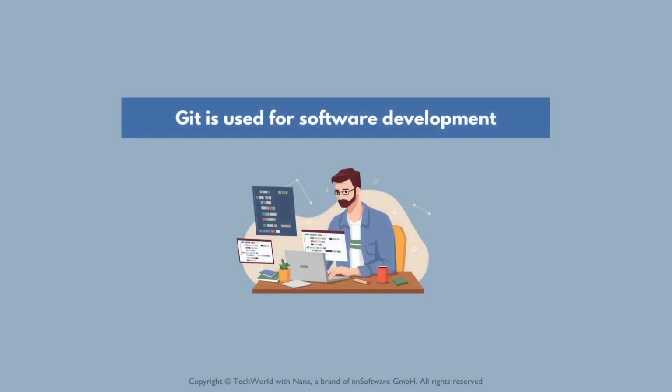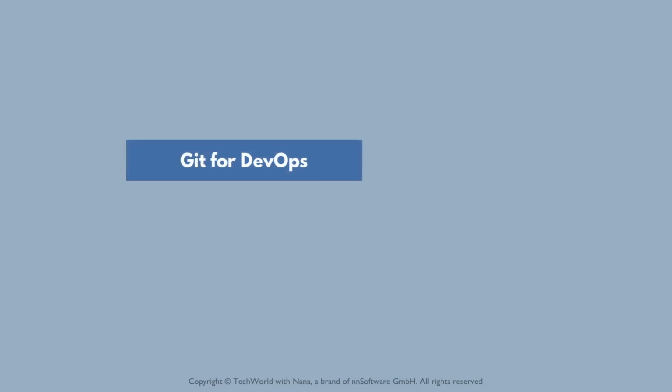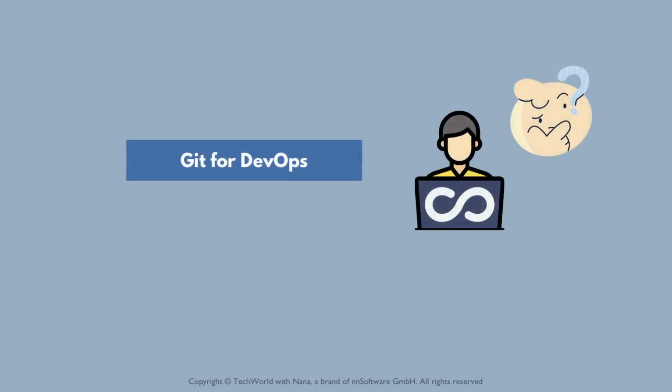Now we saw use cases for how to use Git locally for development, how to execute different commands, how to manage the Git repository, and so on. Now the question is, when or for which use cases would you need Git as a DevOps engineer?